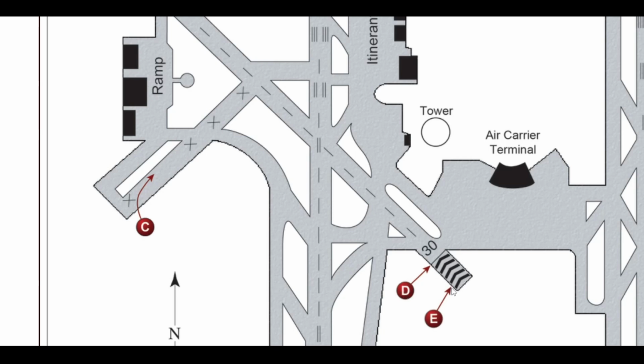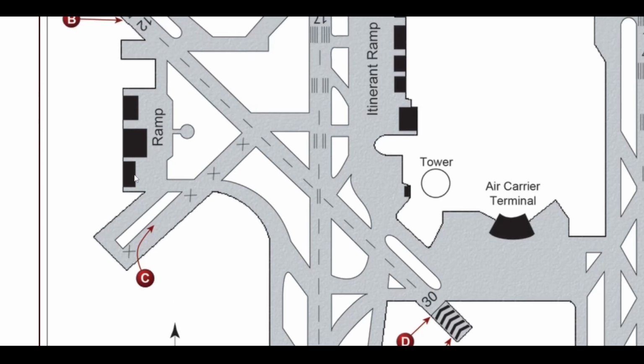No, I think that's like the arrows, and D is the threshold, or that's where runway 30 begins. So you cannot land in number E. You have to land at D, because on these arrows you're not allowed to land by FAA rules.